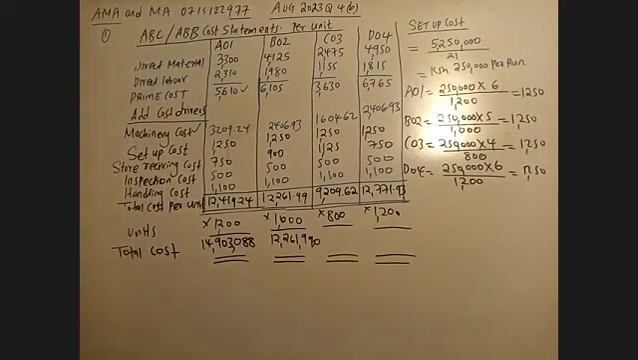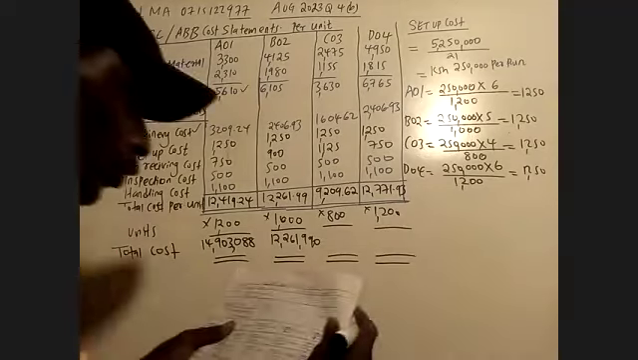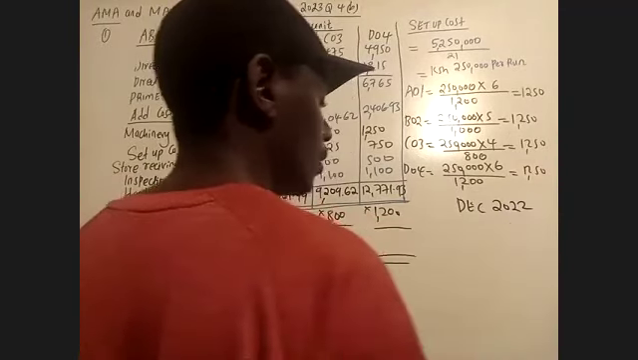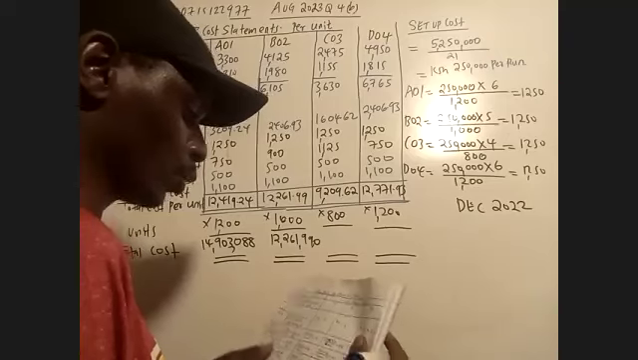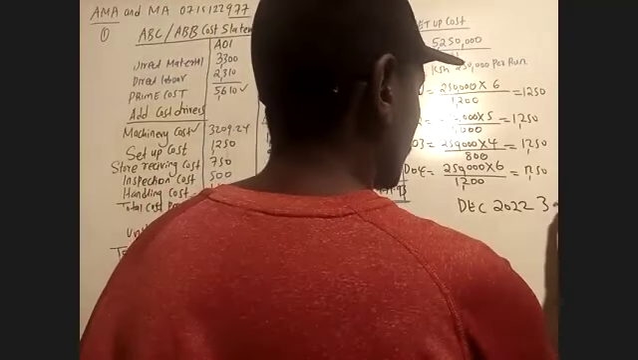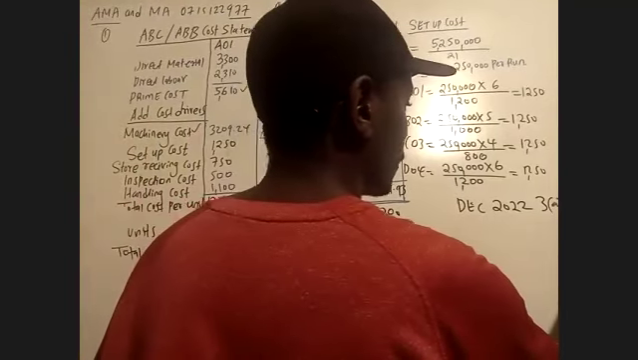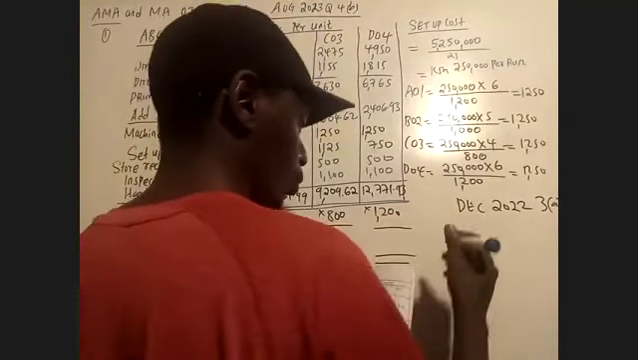Now let us do another ABC in advanced level. When you do intermediate, the question is for December 2022, question 3A. This question was tested in advanced MA, so this one is for MA. The same question was tested in advanced MA.